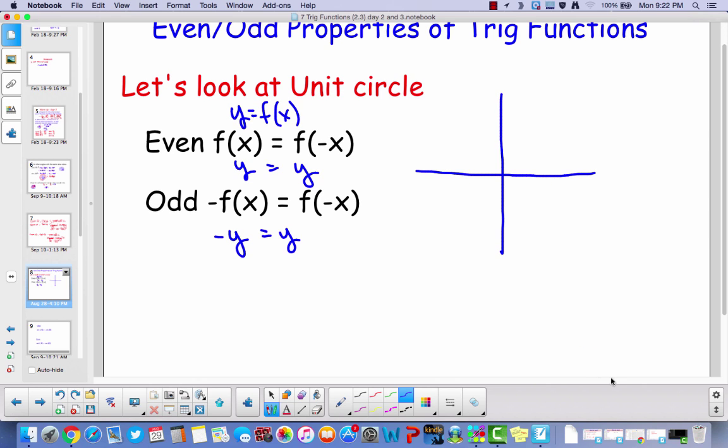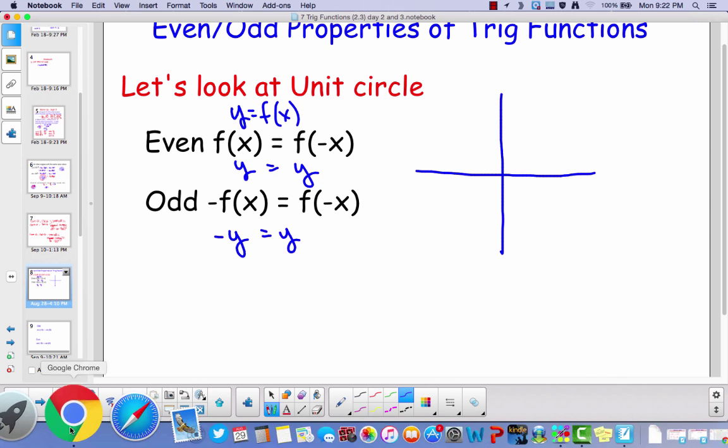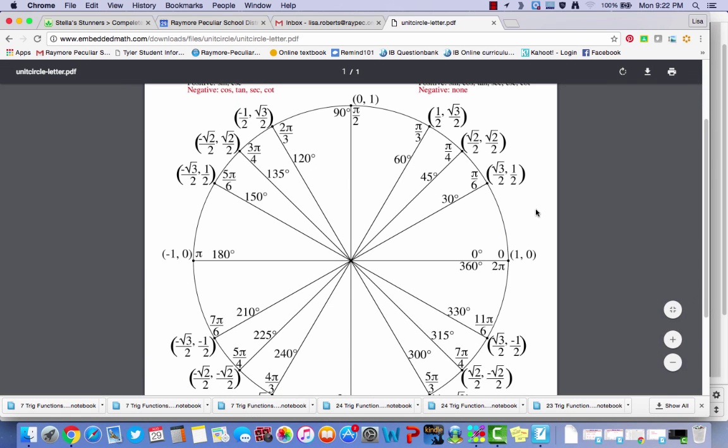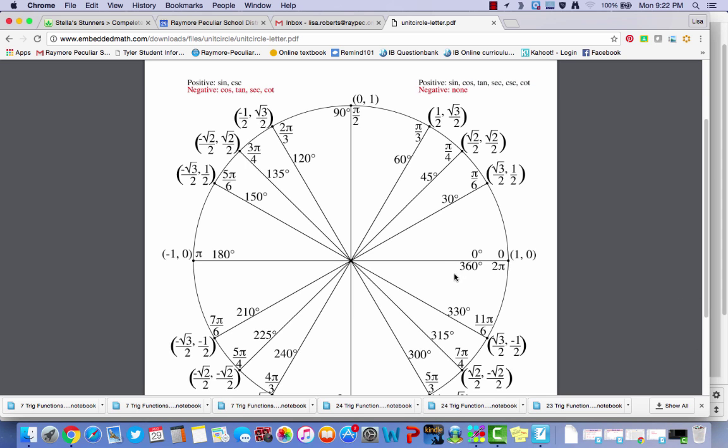So let's take a look at our unit circle. All right, so for example, the sine of 30 degrees. Let's just look at 30 here. Sine of 30 degrees. What is the sine of 30 degrees? It's 1/2. What is the sine of negative 30 degrees? It's negative 1/2. Does that make it even or odd? Talk to your side partner about that.